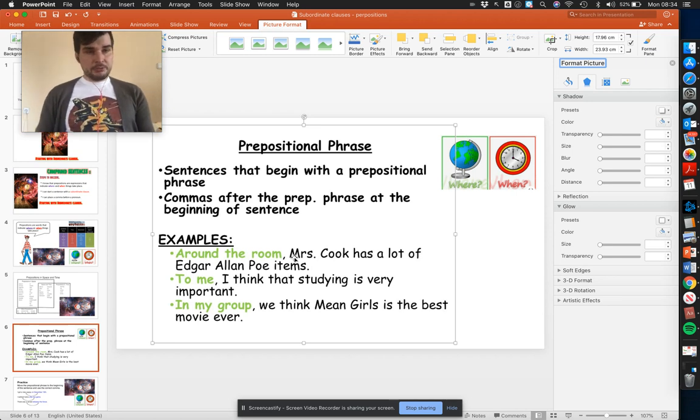So around the room, subordinate clause, Mrs. Cook has a lot of Edgar Allan Poe items. And if I removed around the room and just said Mrs. Cook has a lot of Edgar Allan Poe items, that's a sentence that makes sense by itself. The subordinate clause at the front just gives us a little bit more information. So this is how your sentences should look like today.